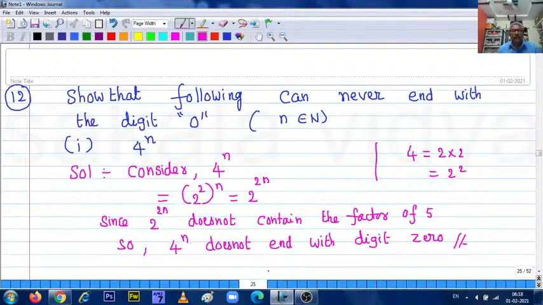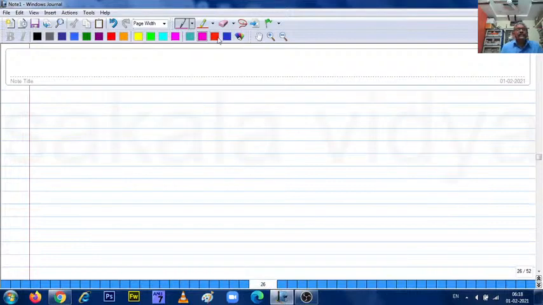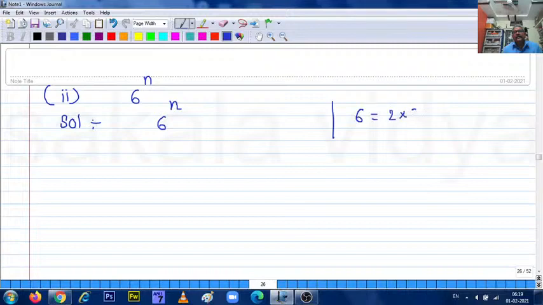Right. So next, go to second question now. Second question: 6 to the power of n. Can 6 to the power of n end with a 0? Let us check the solution. 6 to the power of n. 6 factors: 2 times 3. This we can write 2 times 3 whole to the power of n. This is 2 raised to n and 3 raised to n.